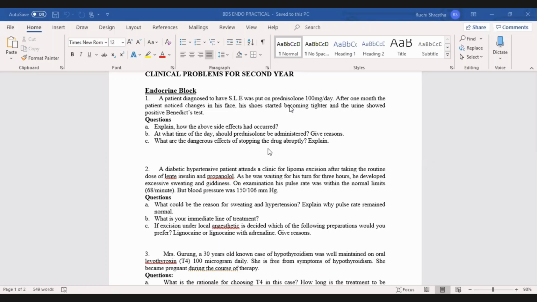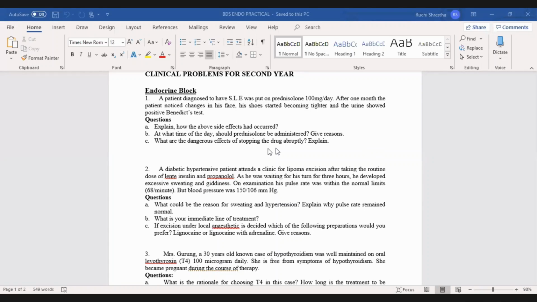And at what time of day? It is in the morning. It is in order to mimic the circadian rhythm. So it is in order to mimic the endogenous production of the corticosteroid secretion. And when these corticosteroids are stopped abruptly, suddenly, there can occur acute adrenal insufficiency, which is an emergency condition.